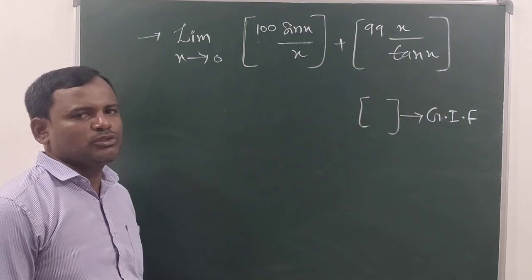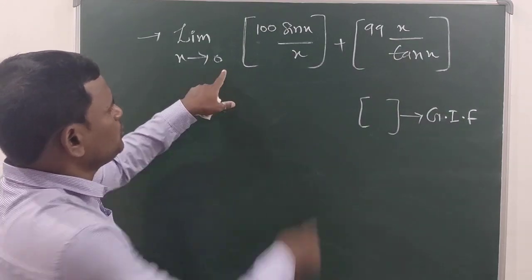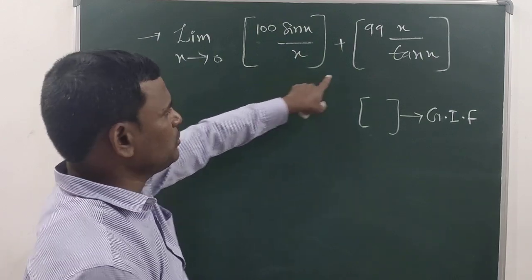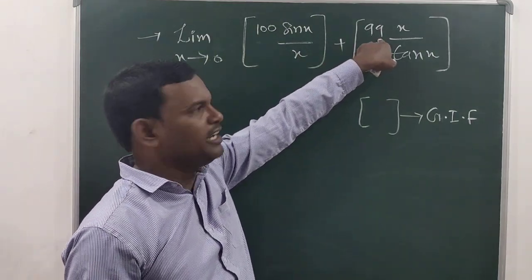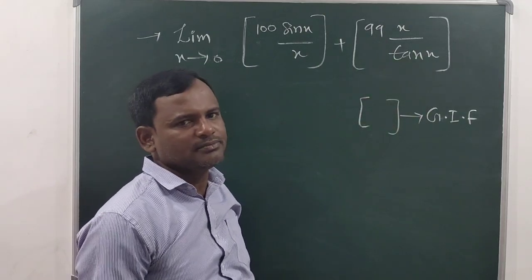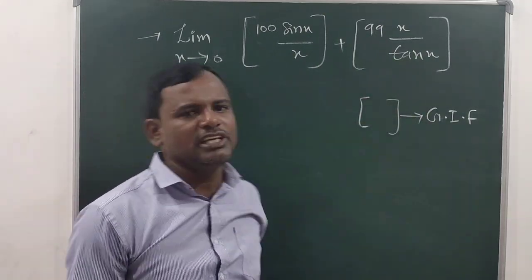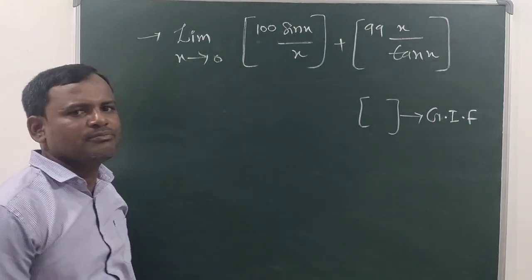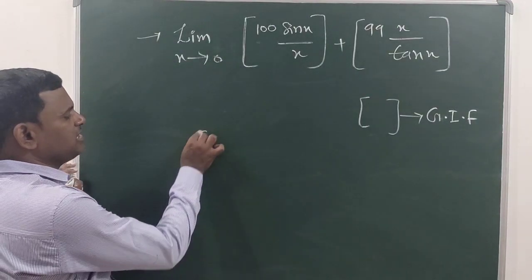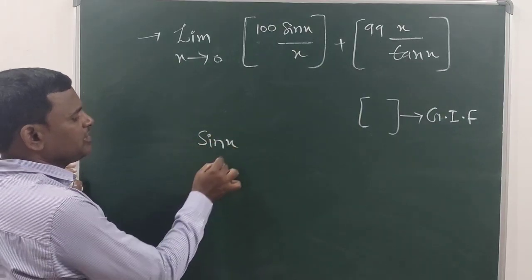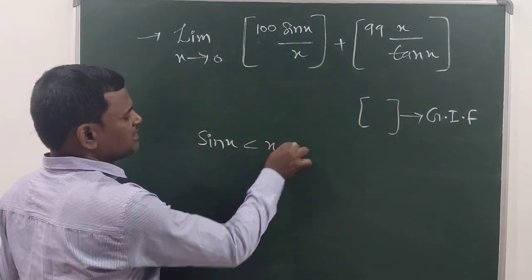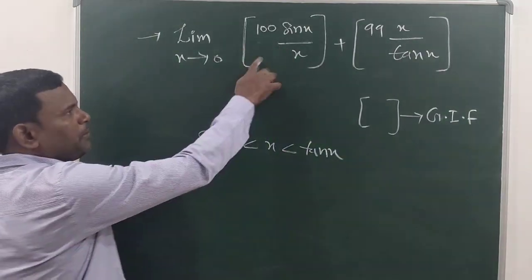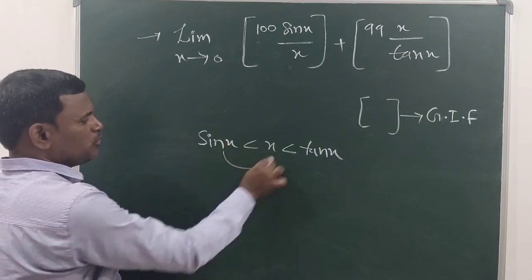Now, please answer this question. Limit x approaches to 0, greatest integer of 100 into sin x by x plus 99 into x by tan x, where this symbol represents the greatest integer function. How do you answer this question? You know, student, just now we read this inequality: sin x less than x less than tan x. To prepare this, take these two.